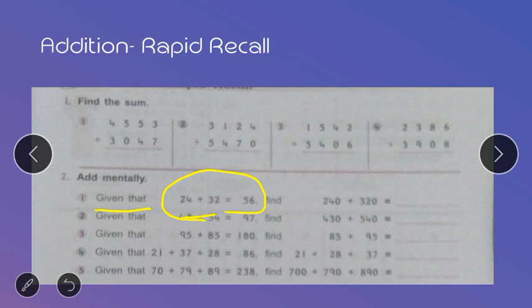Now you have to find 240 plus 320. So here, children, 24 is the same, 32 is the same. Only what is the difference? Here 10 is increased, here also. So what result will you get? This is the result, the sum. So there also you have to add a 0. Clear?